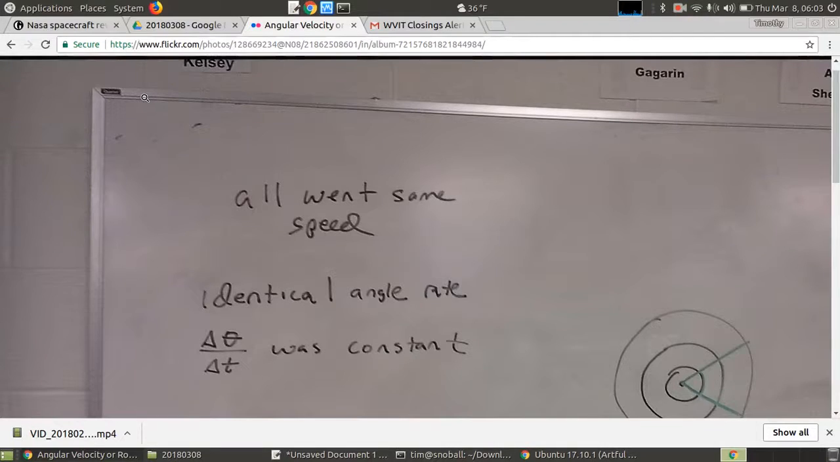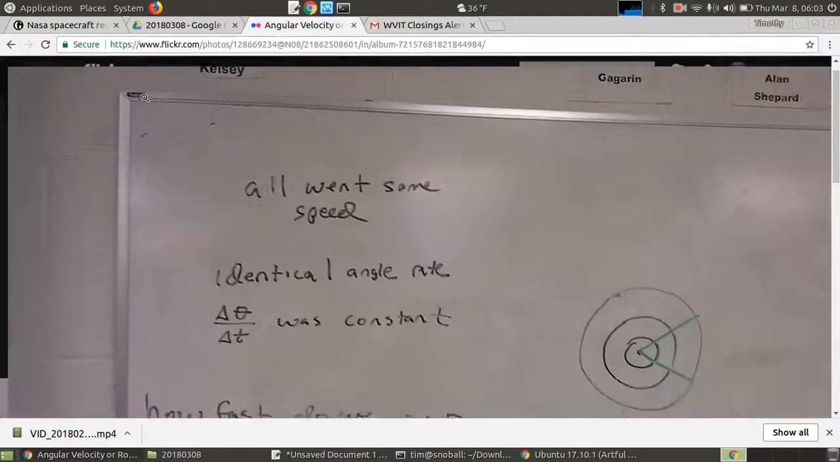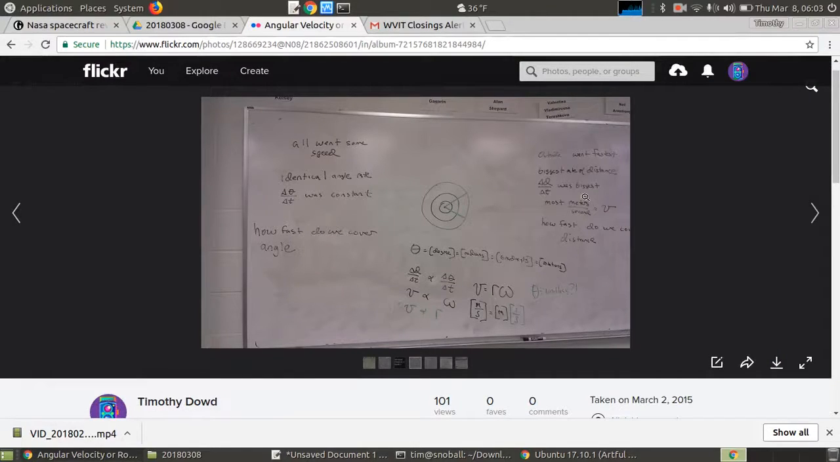So here's that argument in equation form. We could say everything went the same speed because delta theta, the change in angle over the change in time, was constant. So we're really talking about two different kinds of speeds. Linear velocity, what we were looking at before, is how fast do we cover distance. Angular velocity is how fast do we cover angle.